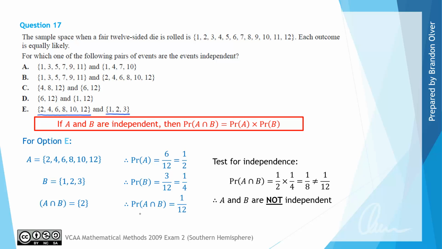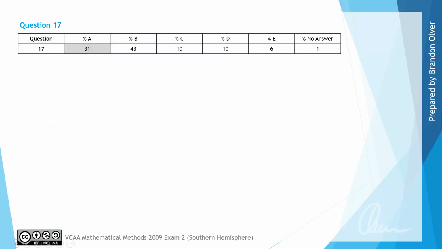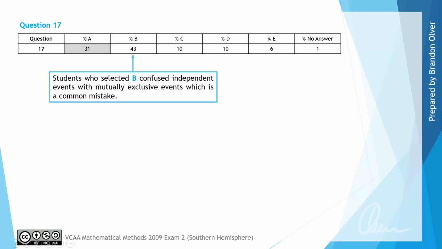So again, we found at the very start that option A was the correct set of events that represented independent events for this sample space. From the examiner's report, we can see that 31% of students got that question correct, and there was a very large amount of students that got B for that question. So more people selected the wrong answer B than the correct answer of A, and that's because they confused independent events with mutually exclusive events, which keeps being a common mistake on these sorts of exams. So just make sure you do know the difference between independent events and mutually exclusive events when you do questions like this.